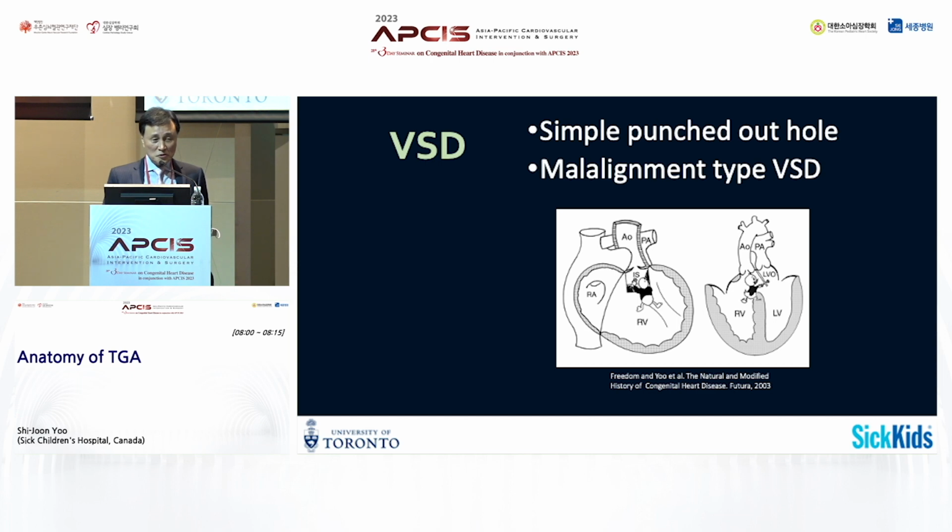VSD and transposition. You can have your VSD as a simple punched out hole, just a defect there. The other not uncommon category is the so-called malalignment type of VSD. So for instance, in this cartoon, this is a TGA. You have your outlet septum or infundibular septum here. If we push that outlet septum backward, and we look at it in the long axial oblique view, the outlet septum encroaches on the left ventricular outflow tract, which is the pulmonary outflow tract. Okay? That is what is called posterior malalignment type of VSD.